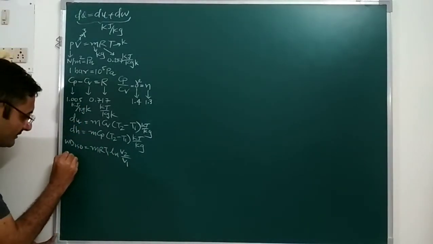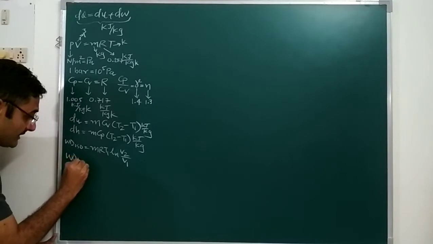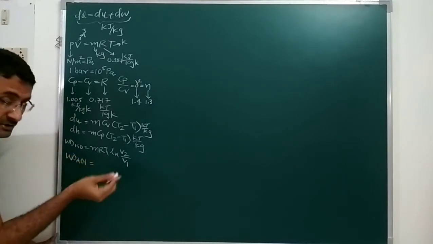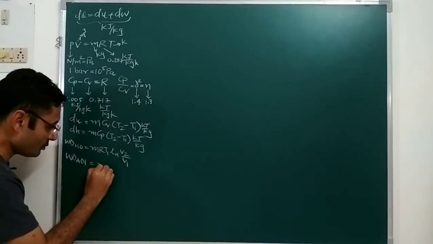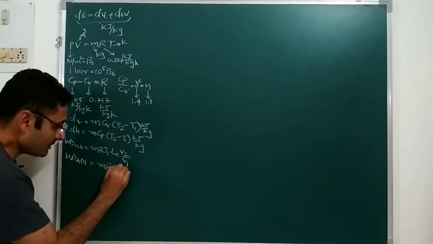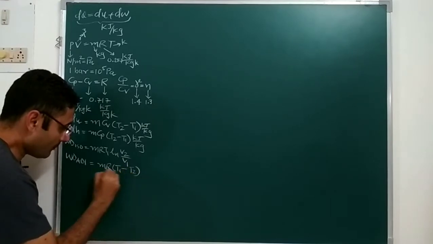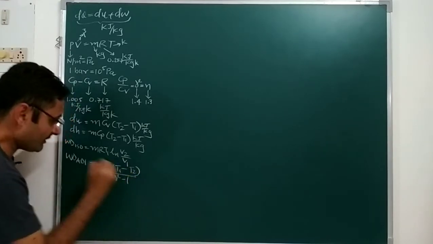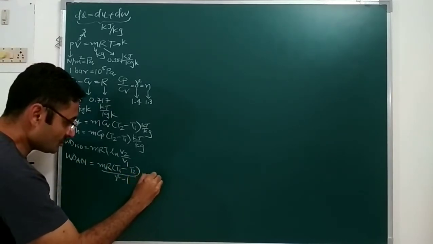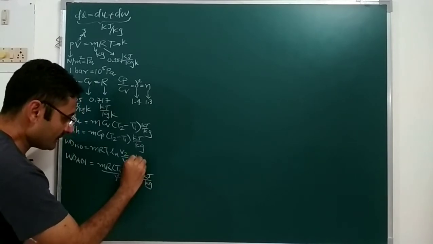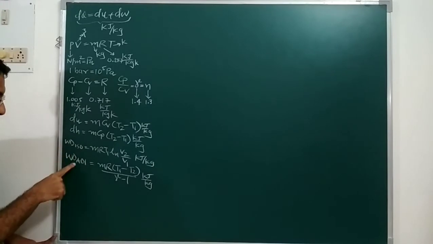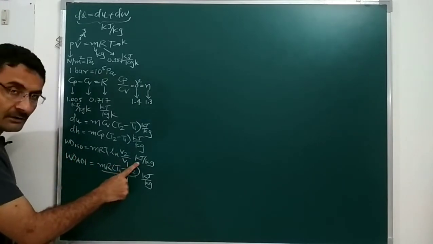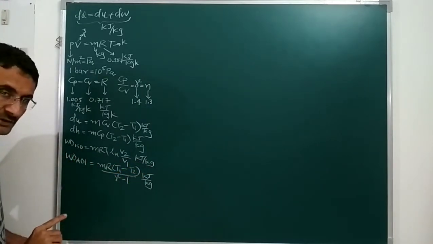Now next equation, work done by adiabatic process. Supposing in your numerical an adiabatic process is given, the work done by adiabatic process equation you have to remember, which is m R (T1 minus T2) upon (gamma minus 1). So the answer will be in kilojoule per kg. Over here also kilojoule per kg. The answer of work done is also in kilojoule per kg unit.